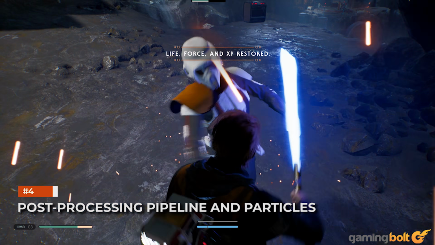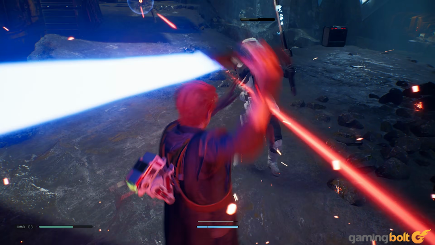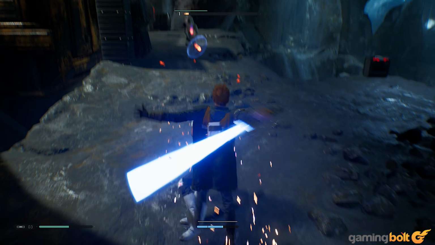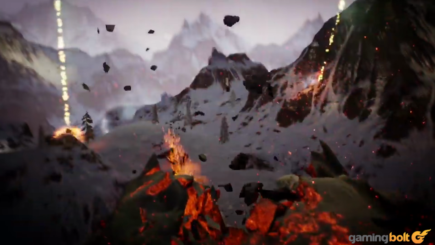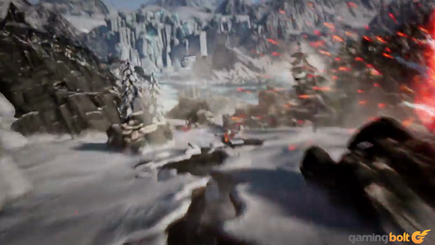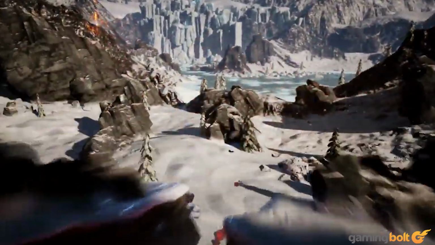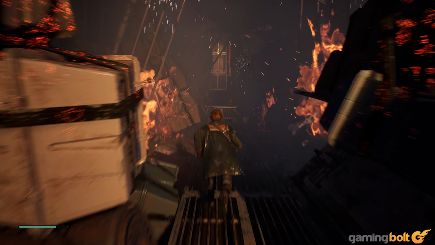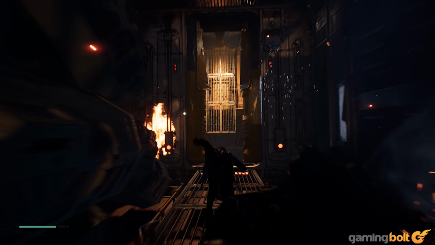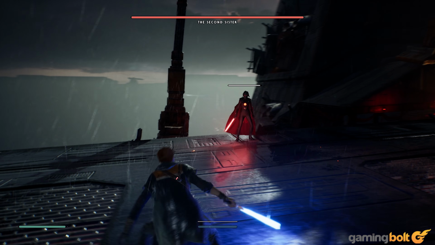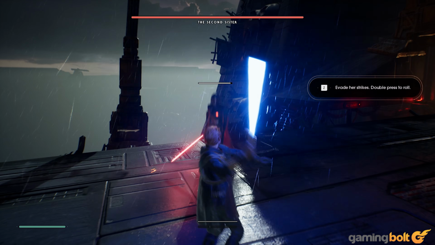Post-processing pipeline and particles. Unreal 4 was a great choice for Jedi Fallen Order because of the wide range of high-quality particle effects and post-processing on offer. These two areas have been strengths for UE4 from the very beginning, as far back as 2013's Elemental tech demo. Jedi Fallen Order features explosive moment-to-moment combat and large-scale set pieces. Unreal 4 does a great job of meeting its needs in both cases.